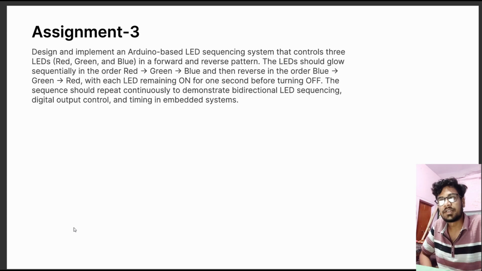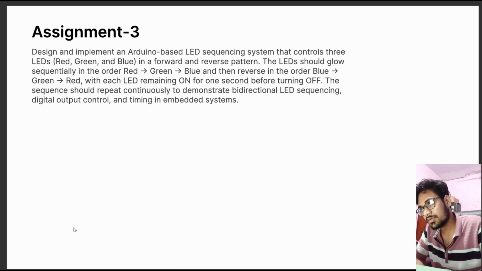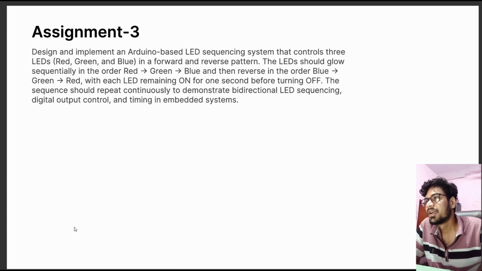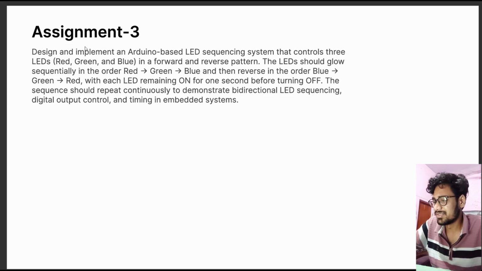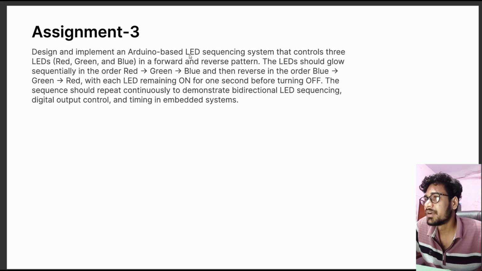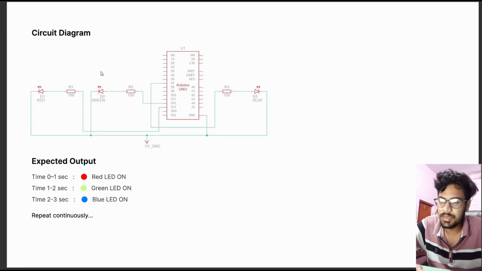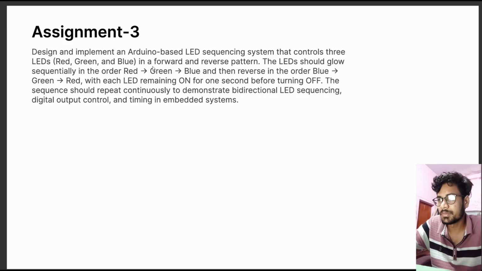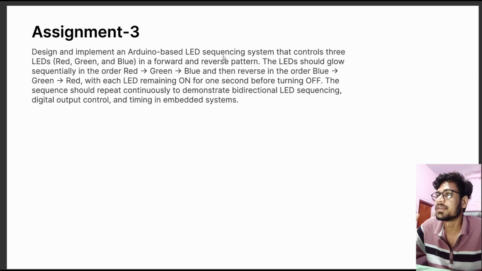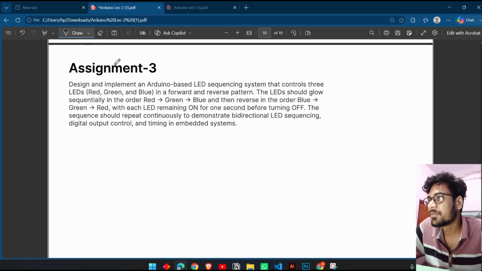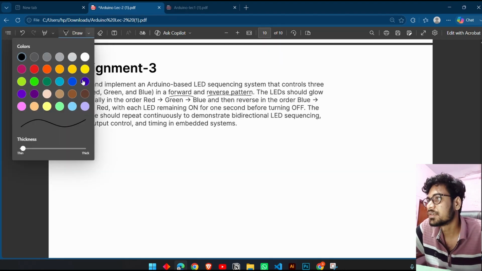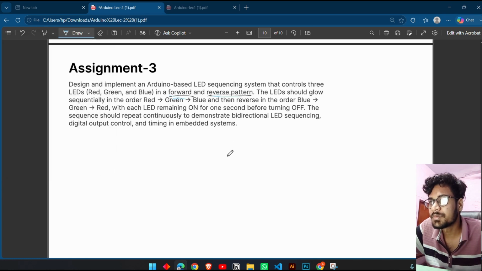We have assignment 3. This is your homework. Let's understand this. Design and implement an Arduino-based LED sequencing system that controls the 3 LEDs, similar to assignment 2. You can build this in a forward and reverse pattern. Now this is a very interesting part. What is a forward and reverse pattern? Change the color.